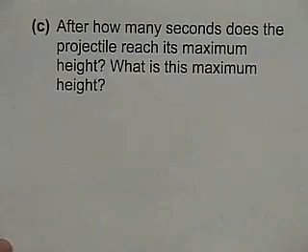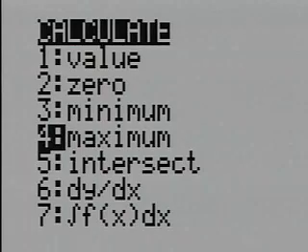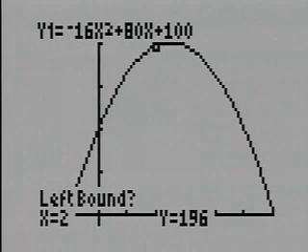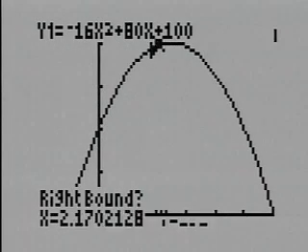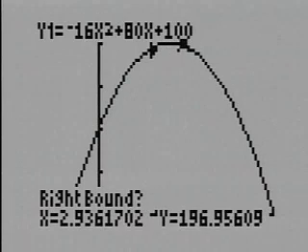In the next question we're asked, after how many seconds does the projectile reach its maximum height, and what is its maximum height? Now, in order to do this, we can use the graphing calculator to find the maximum for us. We can start by going to the maximum built-in function, and then using that, inputting the left and the right bound.